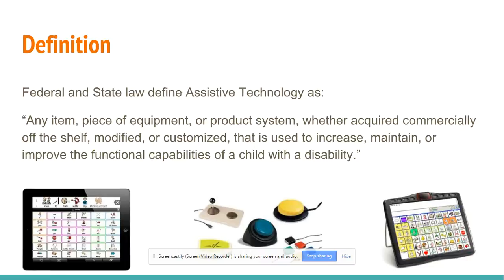So the definition of AT in federal and state law is any item, piece of equipment, or product system, whether it's acquired commercially off the shelf, modified, or customized, and is used to increase, maintain, or improve the functional capabilities of a child with a disability. So we're actually going to take this definition and break it apart and look at some of the key words and key aspects of this information.